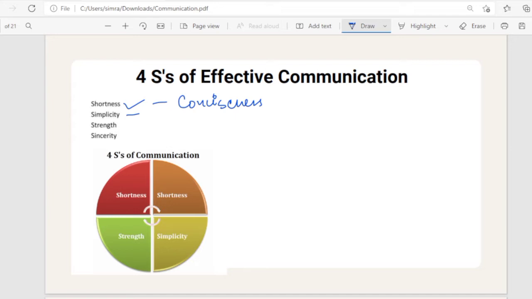We all know what these 4 words mean: shortness, simplicity, strength, sincerity. Just write it down. Where you have written 7s, on that page only you can write it down. What are the 4s? Just write the words. Don't write anything in detail about it.